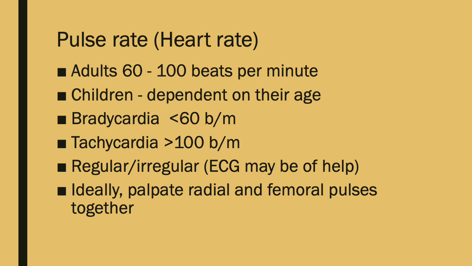In addition to knowing how fast the pulse rate is, we also want to know if it's regular or if it's irregular. But to get a firm diagnosis of what is causing the heart rate to be irregular, if you feel it being irregular when you palpate it, an ECG will be able to help you determine what exactly is causing the irregular heart rhythm. And ideally, when you check for the pulse rate, you want to palpate both the radial and femoral pulses together to check for radiofemoral delay, which could be a sign of coarctation of the aorta.